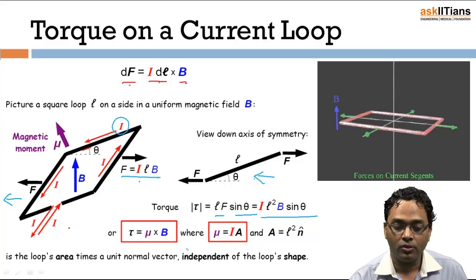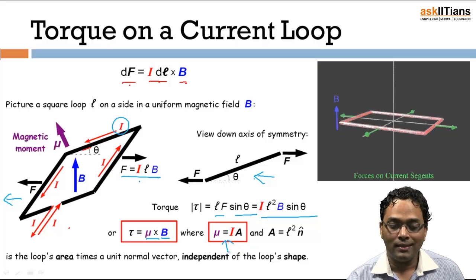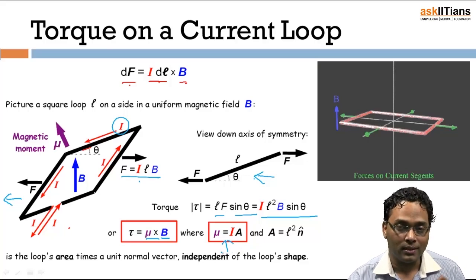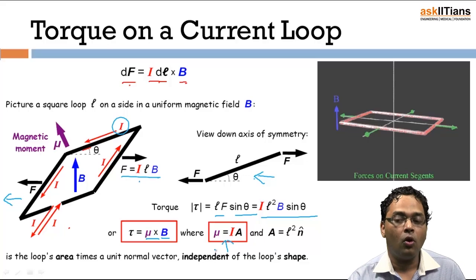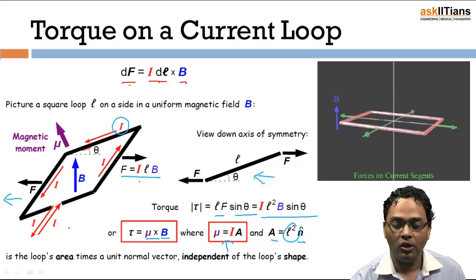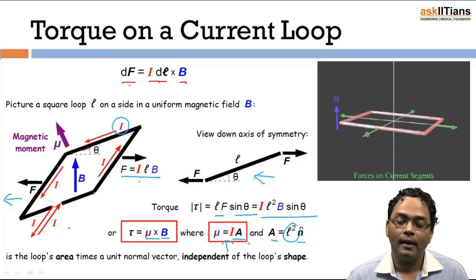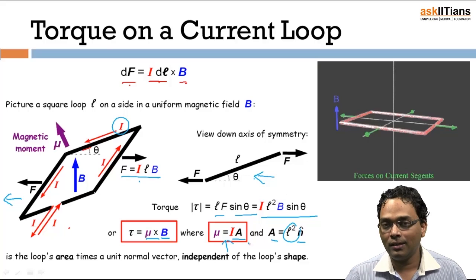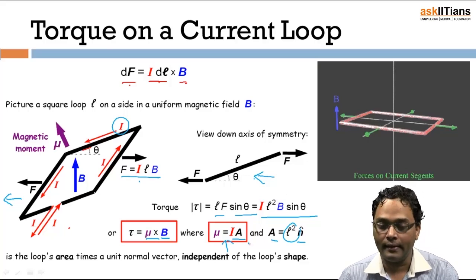I can also write it as mu cross B, where mu is nothing but I into A. This is what is known as the dipole moment in the case of a magnetic dipole. A is nothing but the area, so L squared is the area of the square loop I am taking, into the area vector, that is the normal to the area, along which we put the unit vector. So I times A, where I is the current. Current is a pseudo vector, it is not actually a vector, which results in mu being a vector that depends on the area of the loop. This is what tells us about the torque that is acting on a current carrying loop.